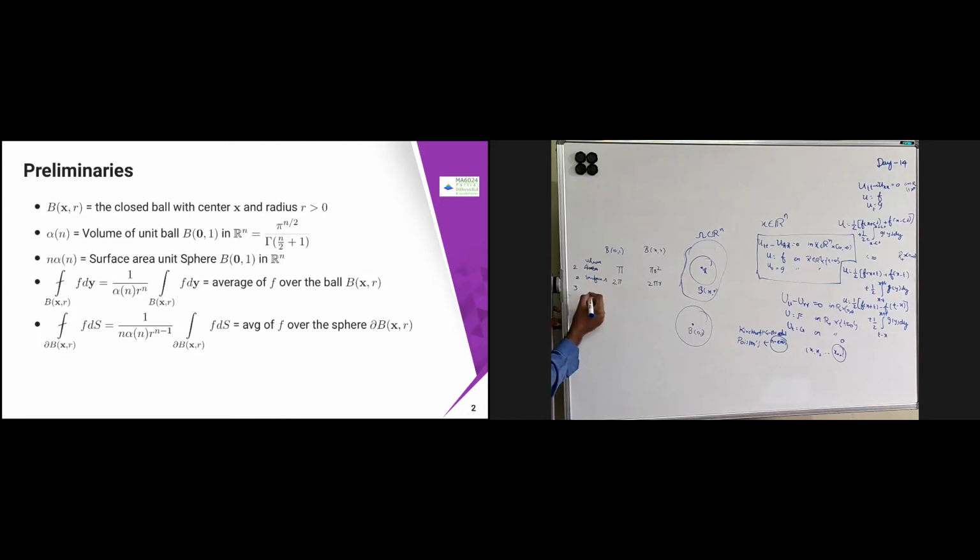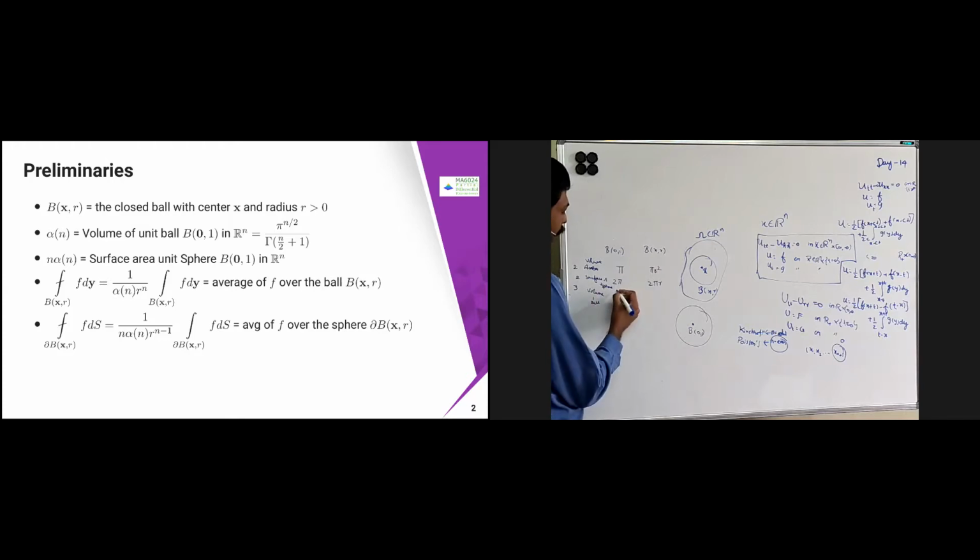In the three-dimensional case, what is the volume of B of 0, 1? This is going to become a ball, a sphere. Whenever I say volume, it's a ball, meaning the entire thing inside is what I'm going to calculate, so I call it a ball. If I'm saying surface area, that is nothing but the sphere. Surface area means I'm trying to find the sphere.